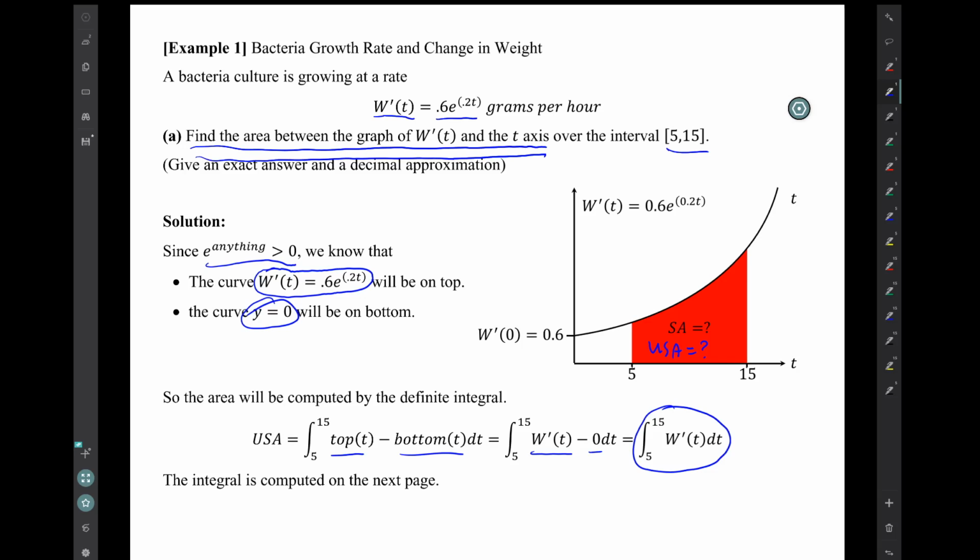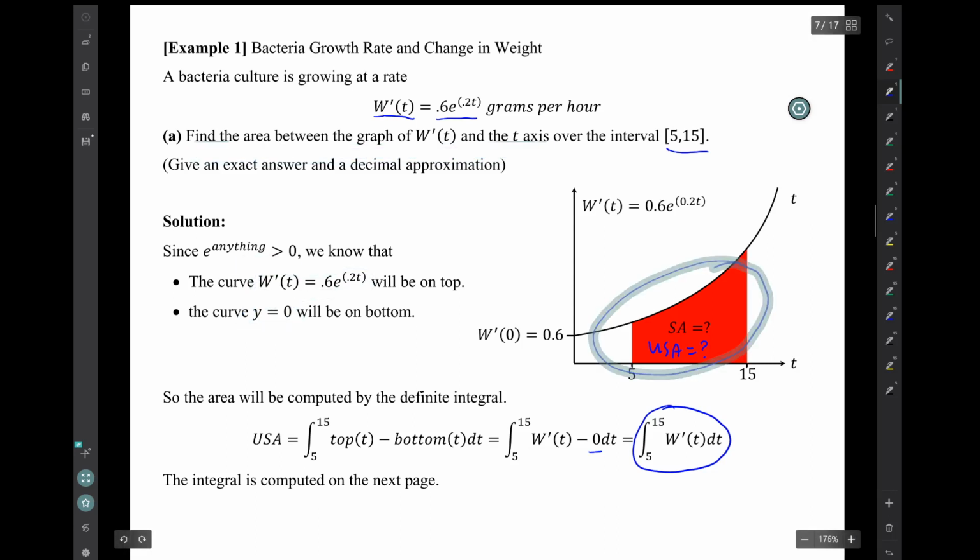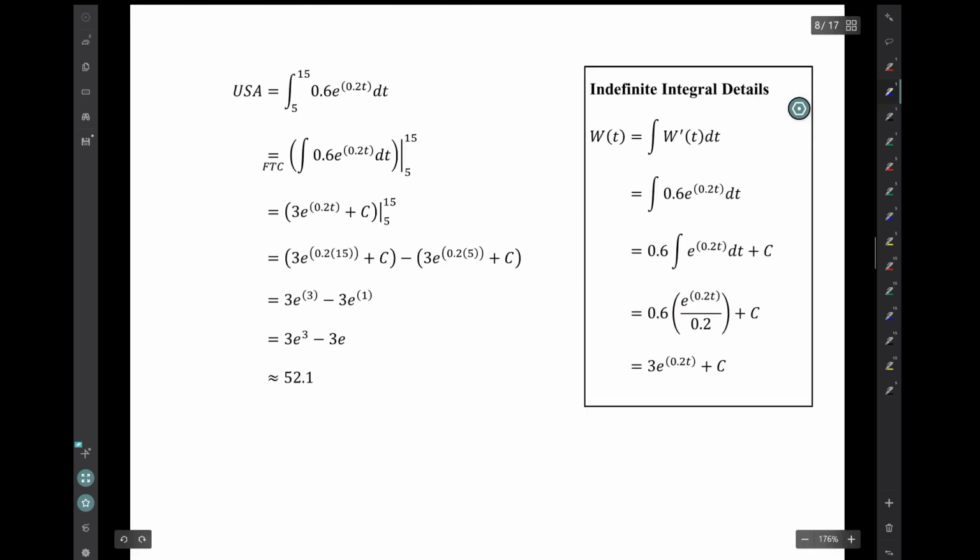Now, we could have gotten there without thinking about top and bottom. We could have just observed that since the graph is above the axis, the signed area will be a positive quantity, so the signed area will be the same as the unsigned area. But I just wanted to review a little bit our vocabulary of top and bottom graphs and area between curves. The integral is computed on the next page.